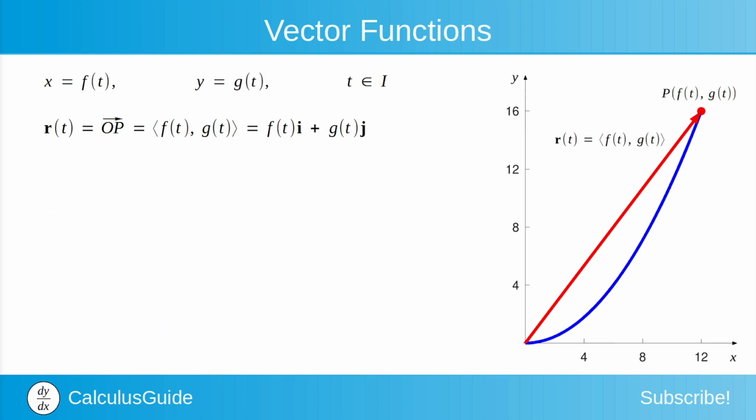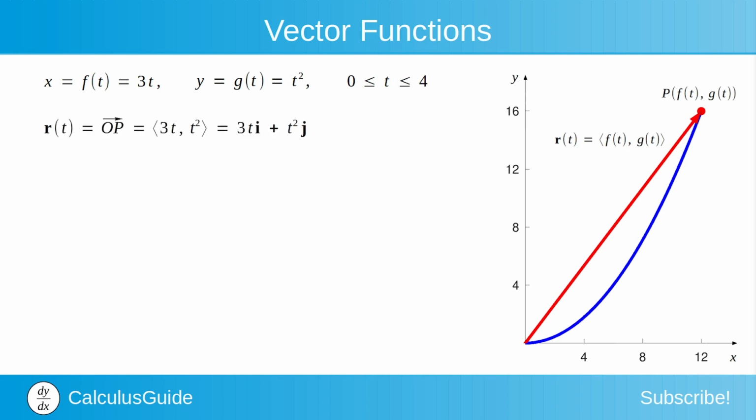In this example, the function f of t is equal to 3t, the function g of t is equal to t squared, and the time interval I is the closed interval from 0 to 4. The equations x is equal to 3t and y is equal to t squared on this time interval are parametric equations for the parametric curve shown to the right.